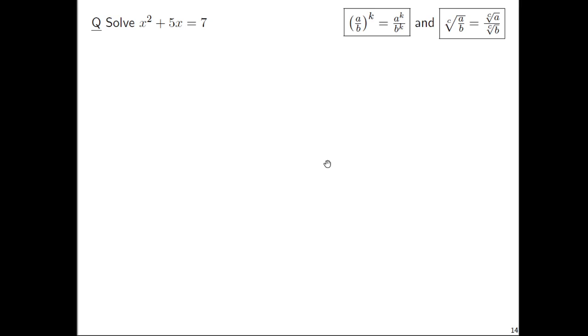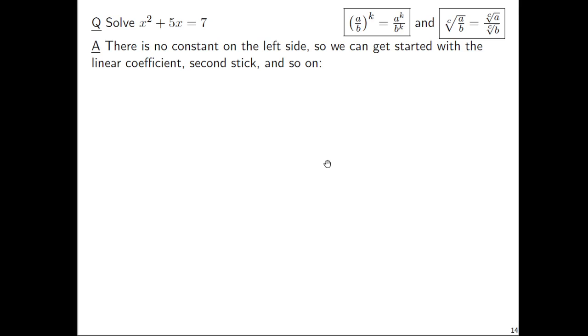Let's take a look at x squared plus 5x equals 7. Now, there is no worry about a constant on the left side. We've been doing a couple examples like that, but we don't need to start by adding or subtracting a number so that there are only 2 terms on the left side. So let's get started with looking at the linear coefficient and the second stick.